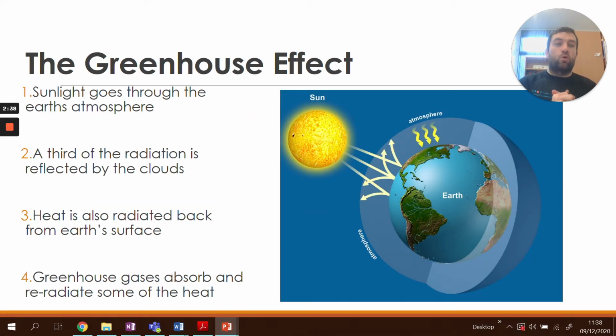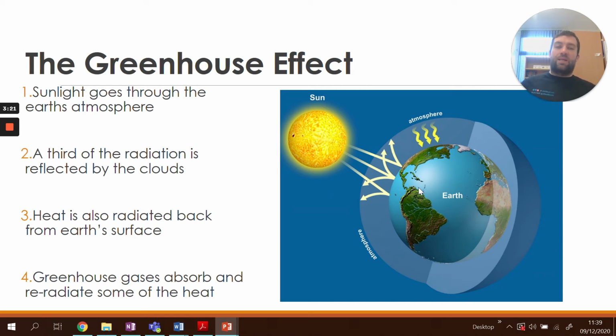So the reason we are so warm at 14 degrees Celsius is the greenhouse effect. Sunlight passes through the Earth's atmosphere, the radiation. It comes in the form of heat, which is pretty good, particularly in the summer. Now, a third of it is reflected by the clouds back into space, away from us. It doesn't hit us, it doesn't heat us up. All right. The heat hits the Earth's surface and heats it up, making us slightly warmer. This happens more around the equator and less at the North and South Pole.